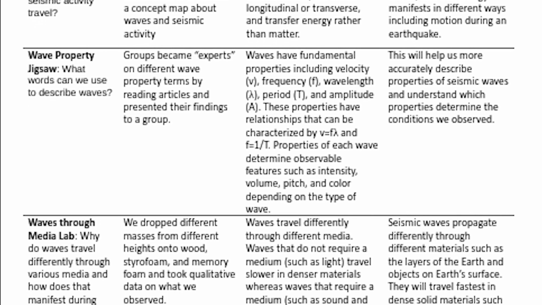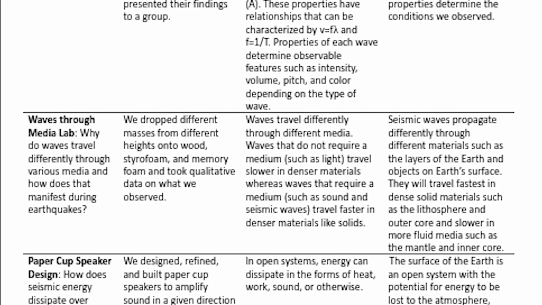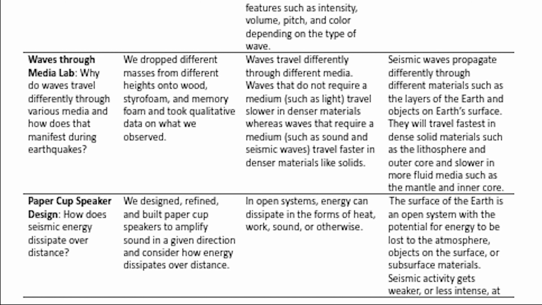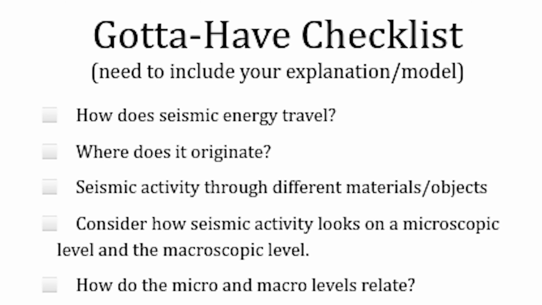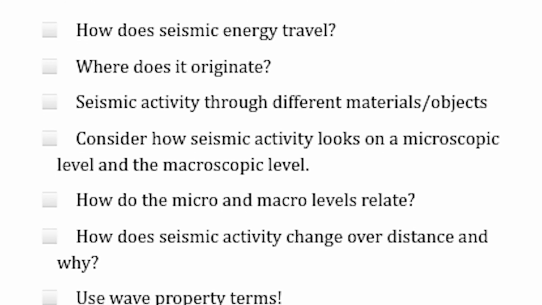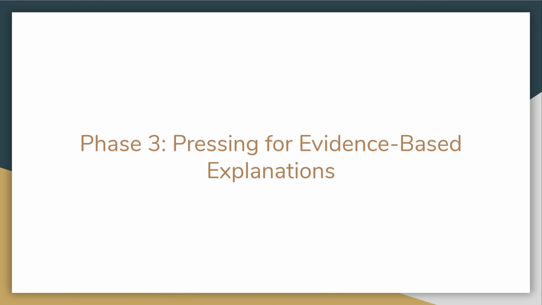The summary table is broken into 4 columns: the name of the activity, what they saw during that activity, the scientific concepts they learned, and how that helps them answer the essential question. They will also be generating an explanation checklist for what should be included in a thorough explanation of the essential question for the unit. The last phase of this unit will be pressing for evidence-based explanations.